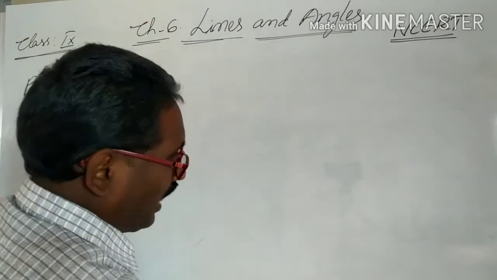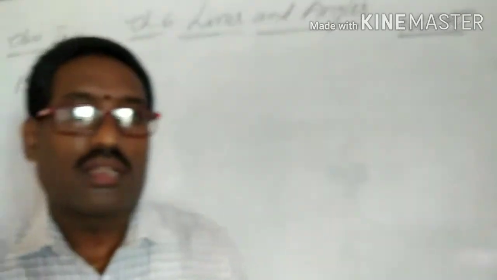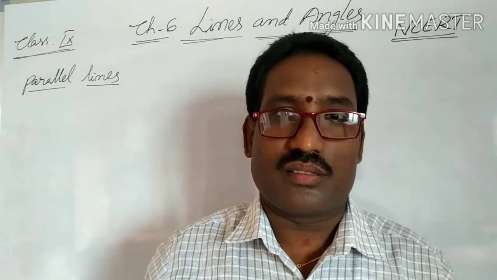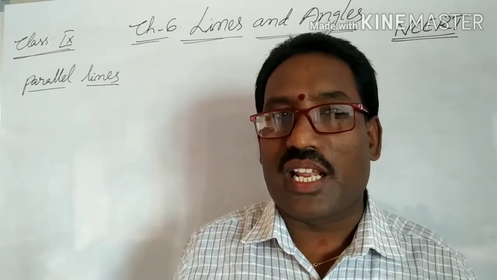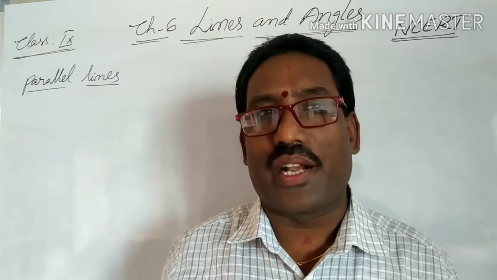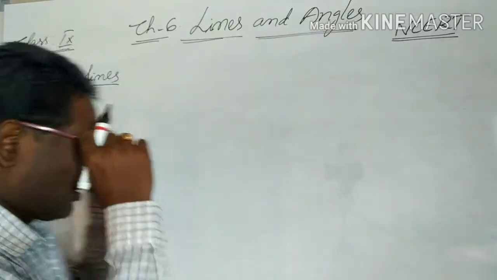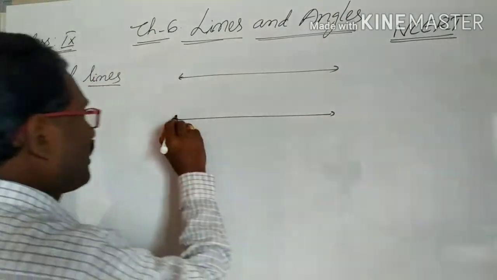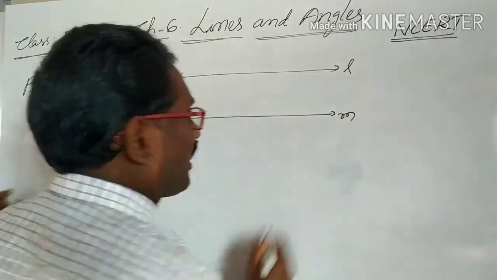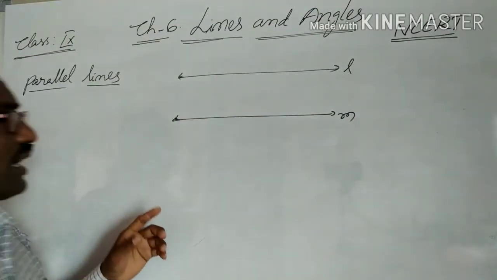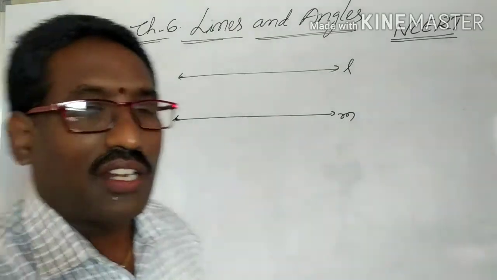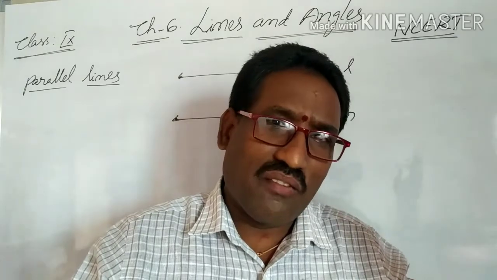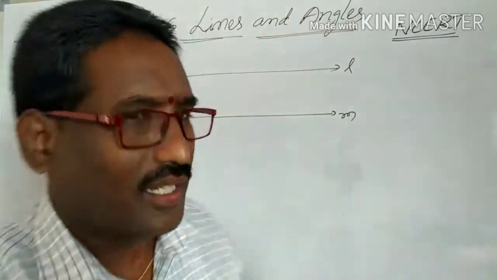Now see, parallel lines means lines in a plane which do not intersect at any point, that is called parallel lines. You can take an example: this is one line, this is another line, this is the line L, this is the line M. Two different lines, these two lines never intersect. The perpendicular distance between the two lines is the same everywhere. That is called parallel lines.